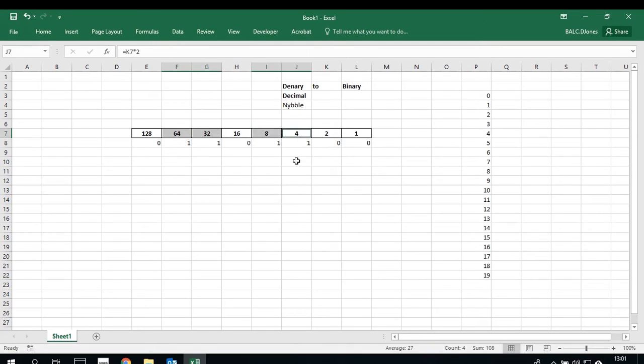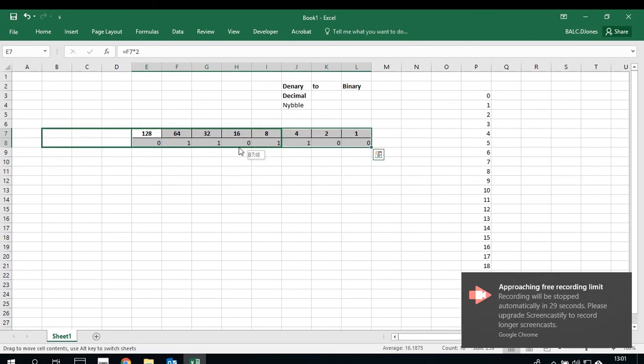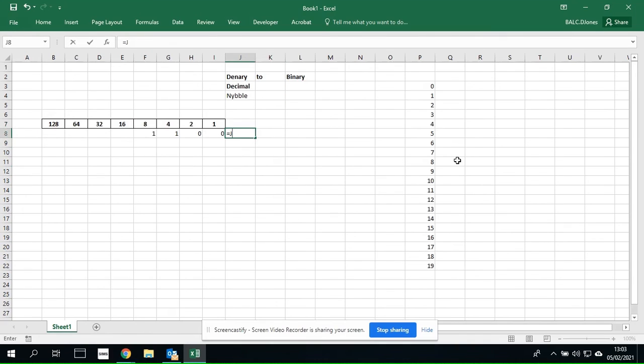Just remind myself. If I add them all together, that gives me a sum of 108. So that binary number means 108. 108 equals in here. Try that again. And then, of course, I want to make this one equal 0.